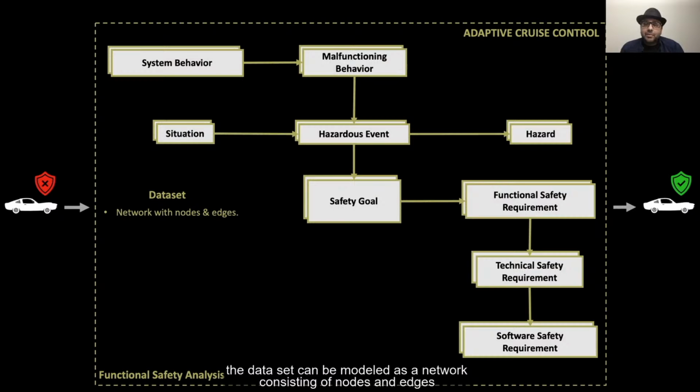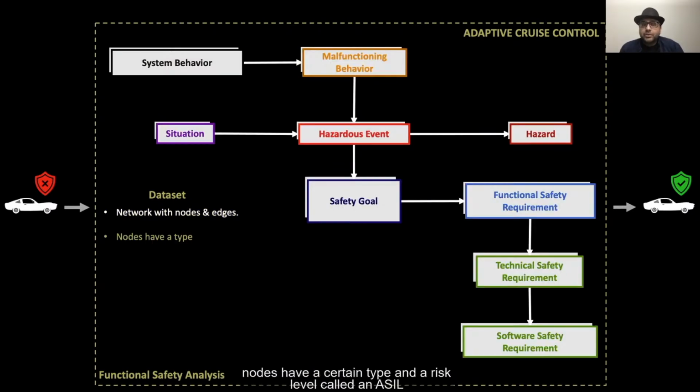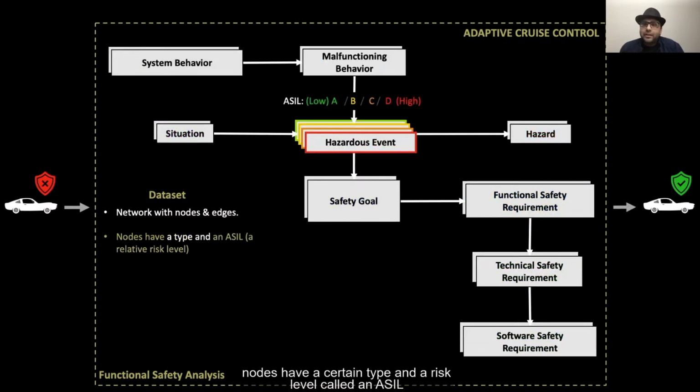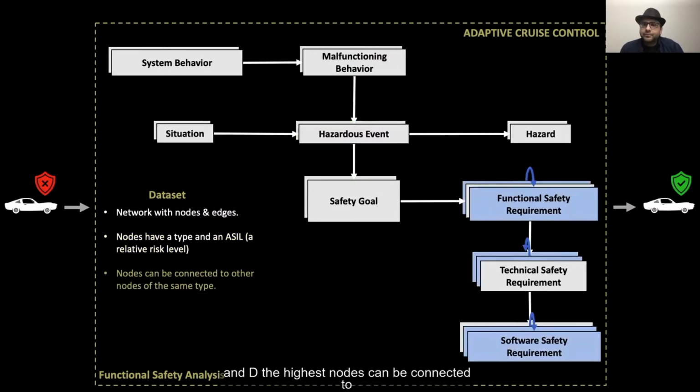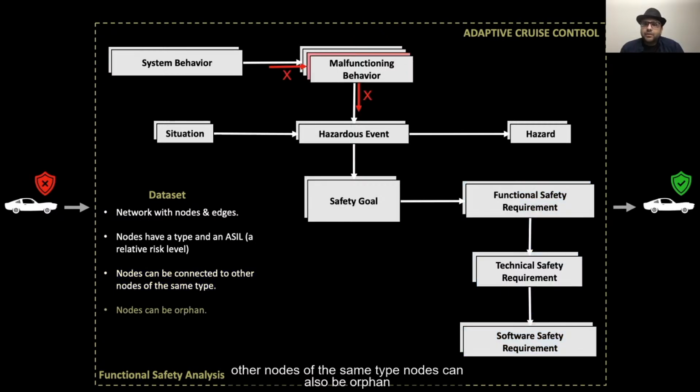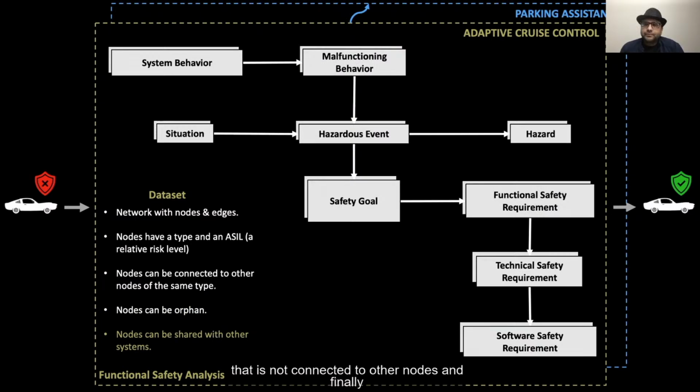The dataset can be modeled as a network consisting of nodes and edges. Nodes have a certain type and a risk level called an ASIL. This ASIL can either be A, B, C, D, or QM, with A signifying lowest risk and D the highest. Nodes can be connected to other nodes of the same type. Nodes can also be orphan, that is, not connected to other nodes. And finally, nodes can also be shared across systems.